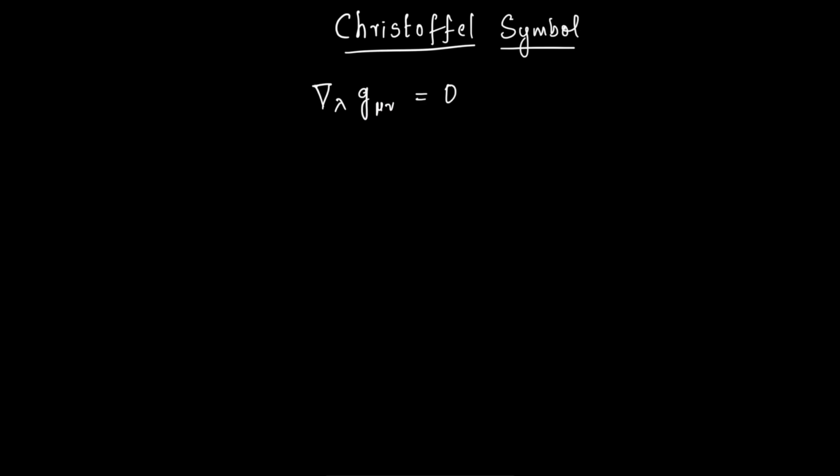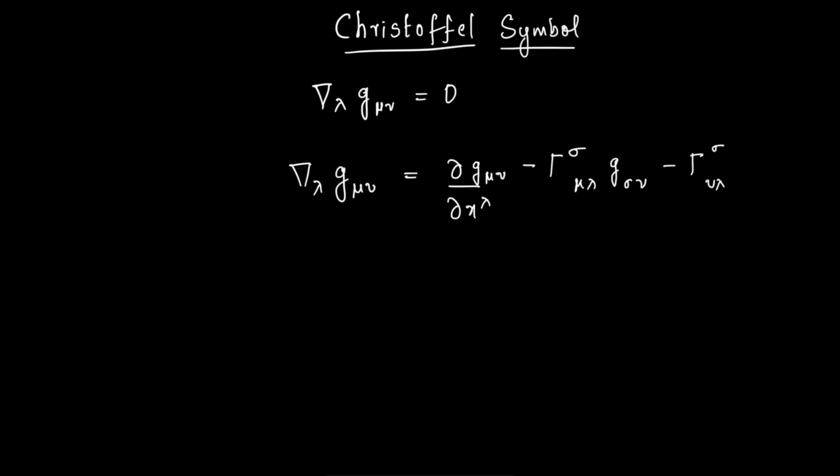By definition, I can write the covariant derivative of the tensor as partial derivative with respect to x lambda of G mu nu, minus Christoffel symbol sigma mu lambda G sigma nu, minus Christoffel symbol sigma nu lambda G mu sigma.